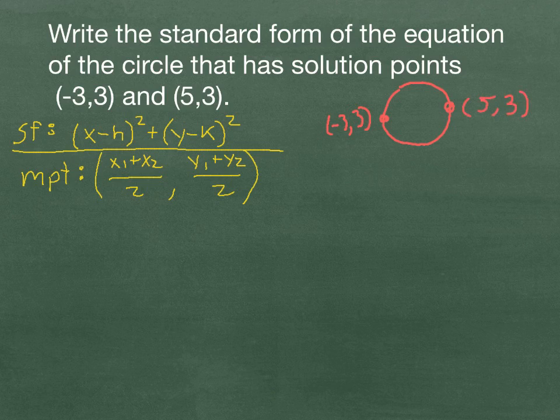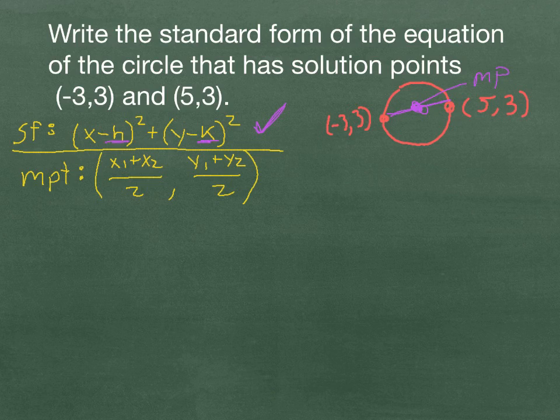So we know that the standard form equation is this one I gave you here, which is x minus h squared plus y minus k squared. So what you have to do is find the midpoint of this circle and then substitute the x value of the midpoint into h and the y value into k of the standard form equation.